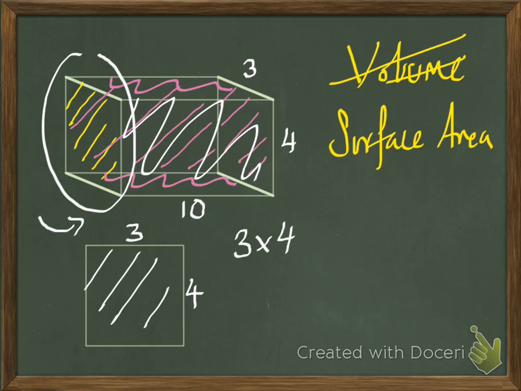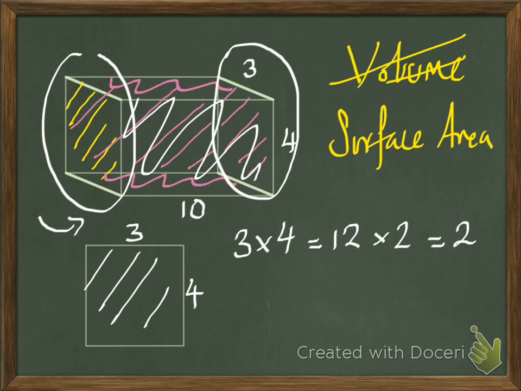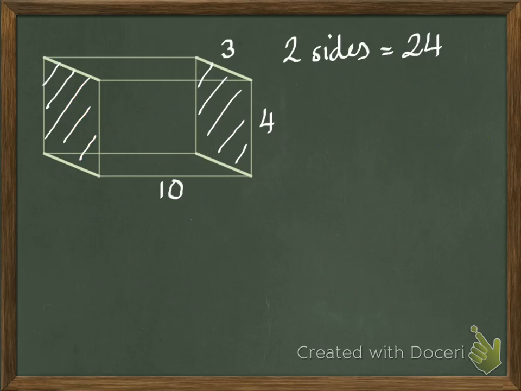Now how many of those sides have we got? Well, actually we've got the one that I've just highlighted, and we've also got this one here as well. So we've got 3 times 4, which is 12, and we've got another side, so that's 2 sides, isn't it? We've got 2 of those sides, so that's 24. That's what we've got so far. So I've just tidied that up a little bit and highlighted the 2 sides that we've calculated.